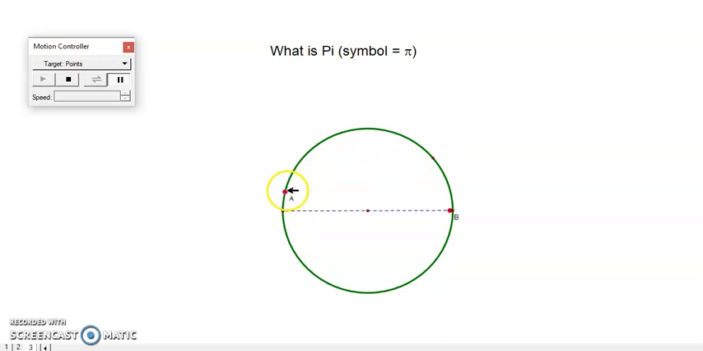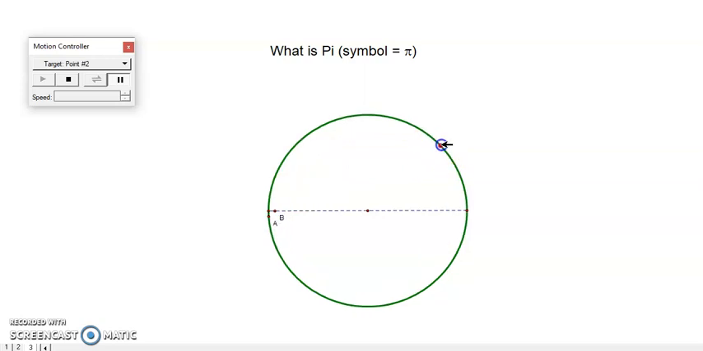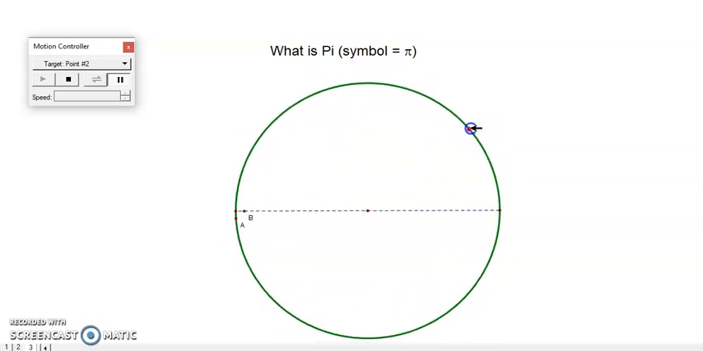Let's try it again. This time, let's make the circle a little bit bigger. Let's put B back at the starting point. Let's get it as close as possible, and see if the same thing happens. Okay, a little bit closer, and now on your marks, get set, go.